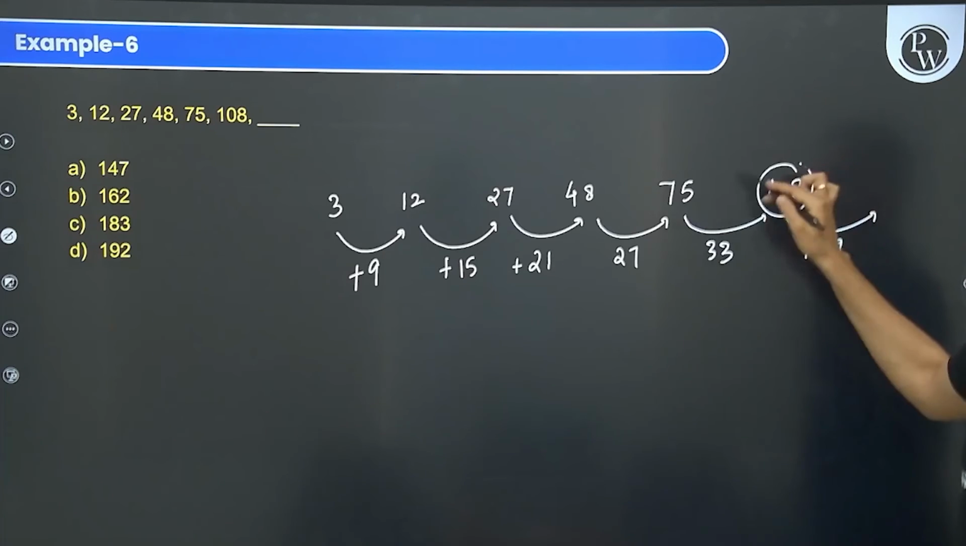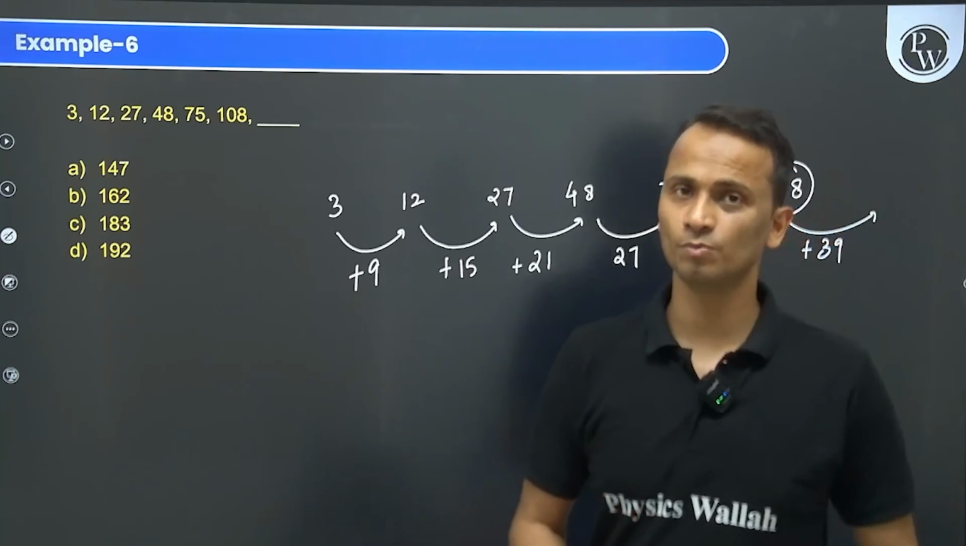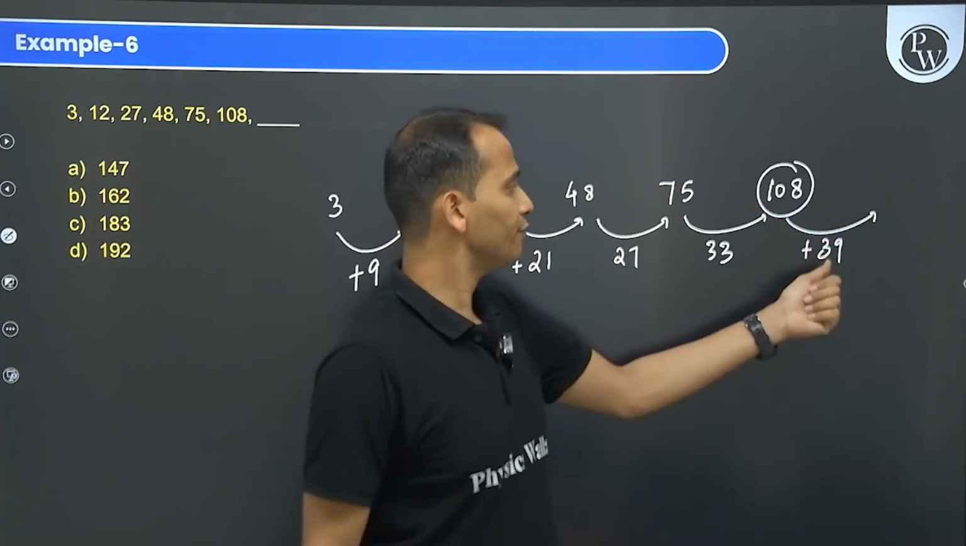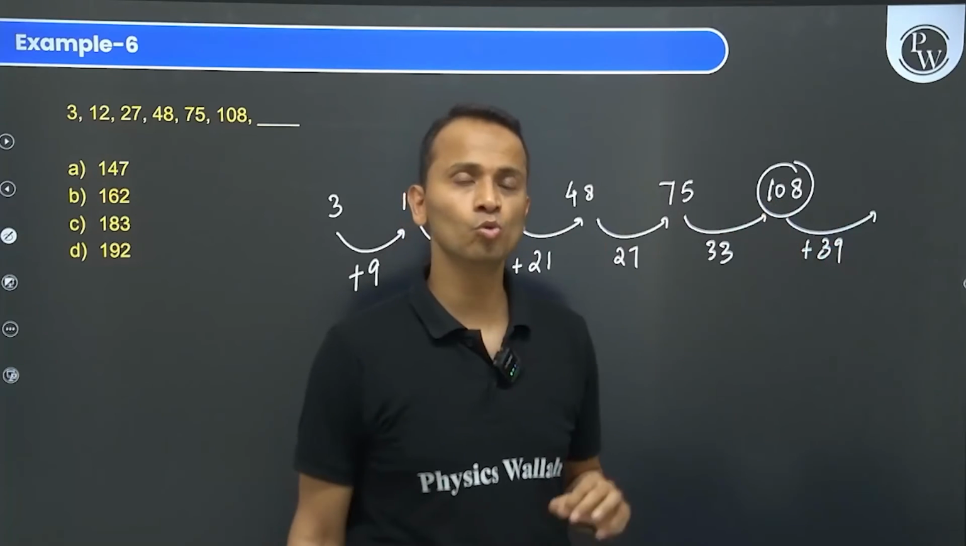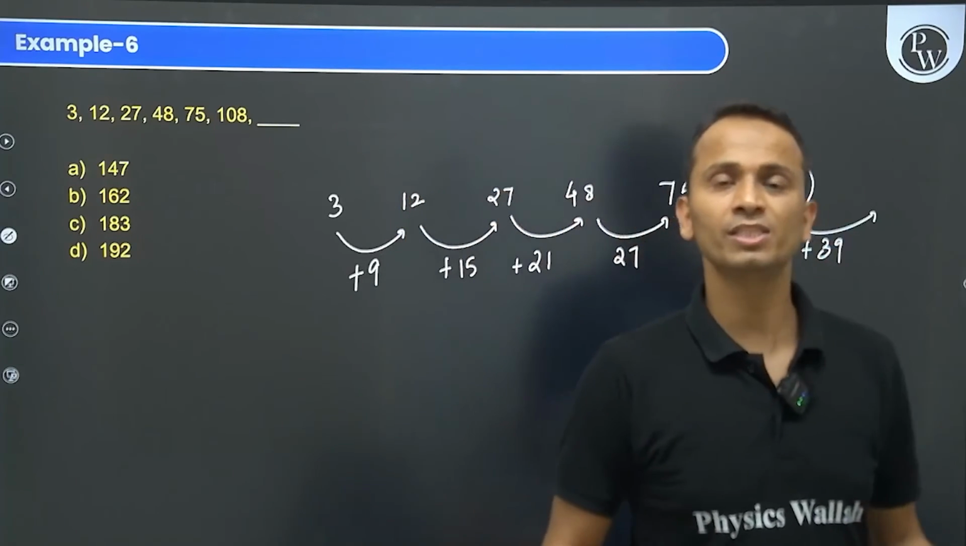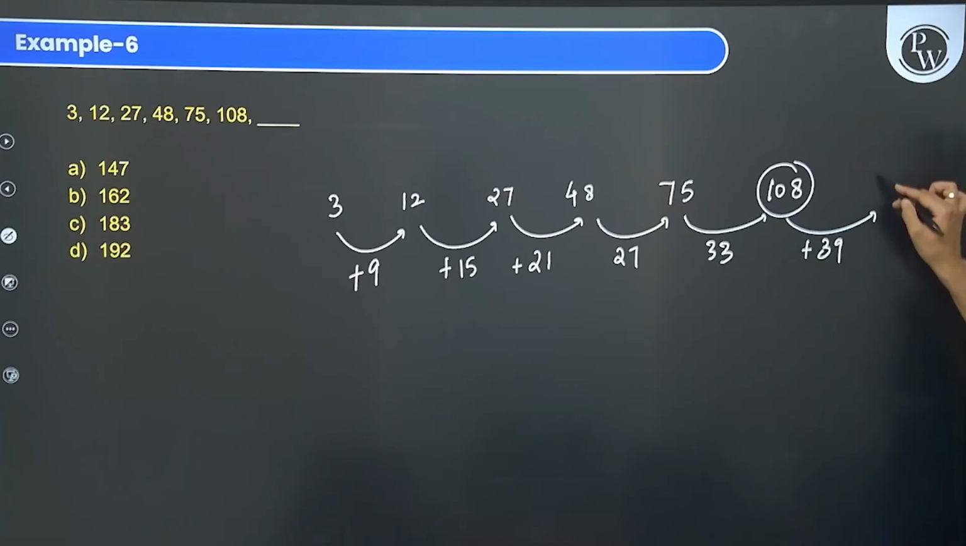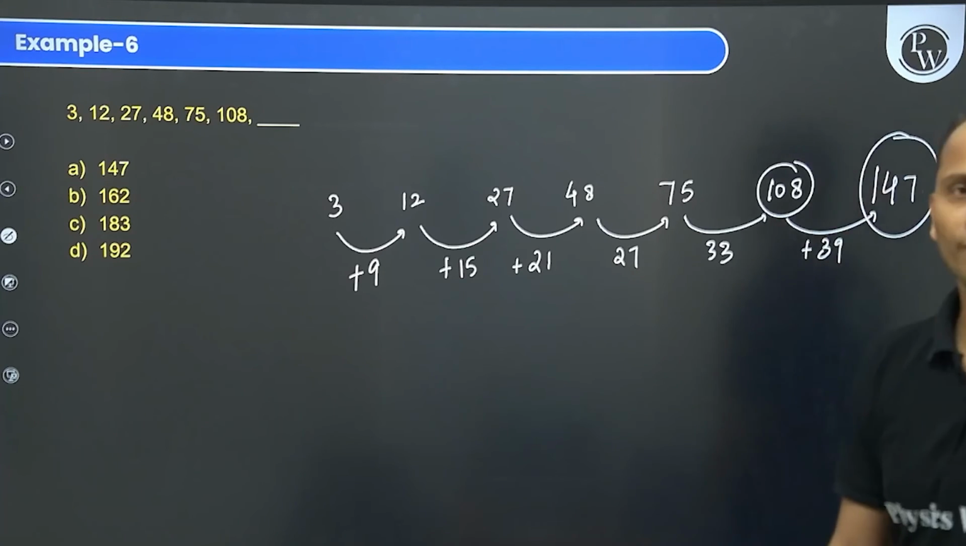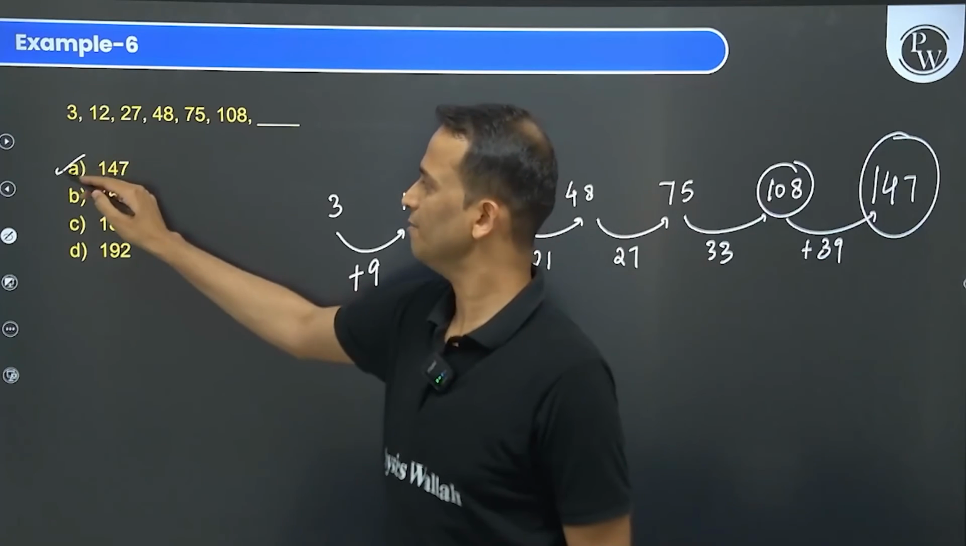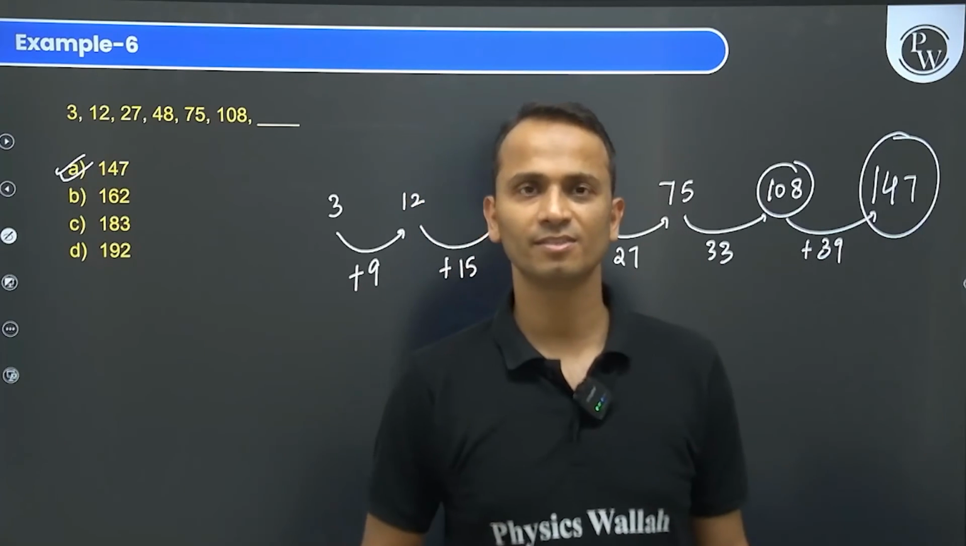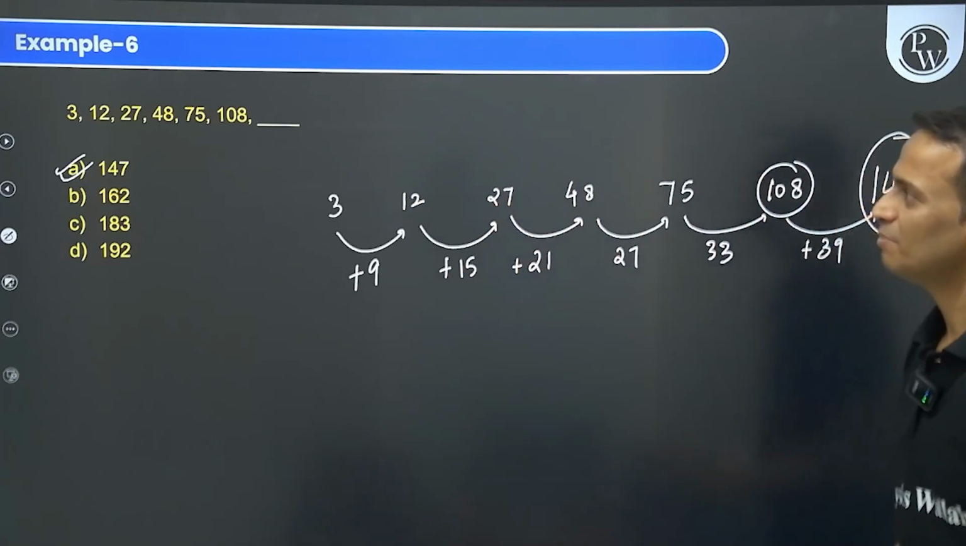So our next number in the series that will follow will be obtained if 39 is added to 108. Add 39 to 108, the answer will be 147. So 147, option A, is the correct answer. Correct, okay, perfect.